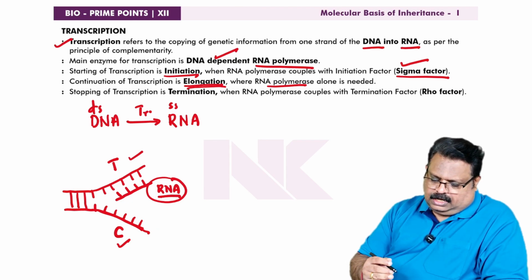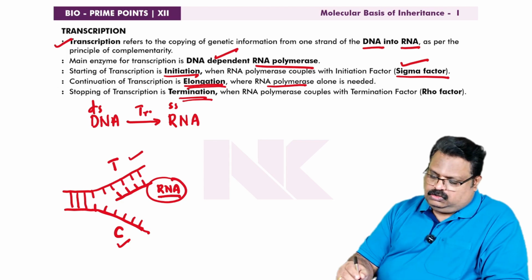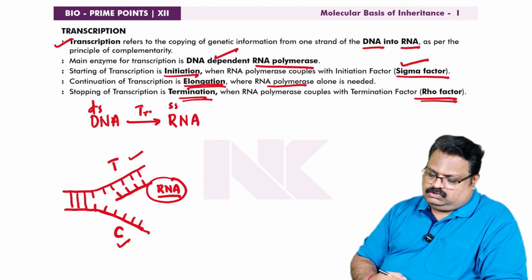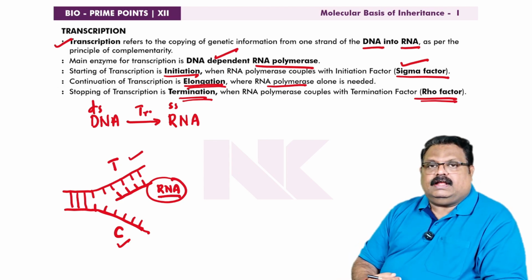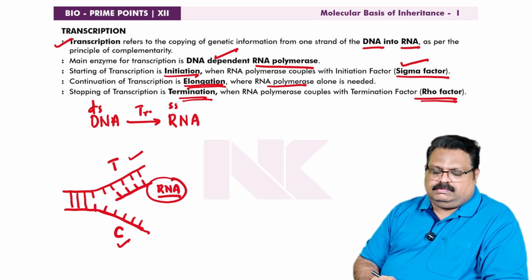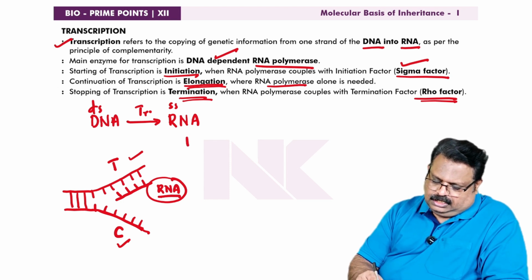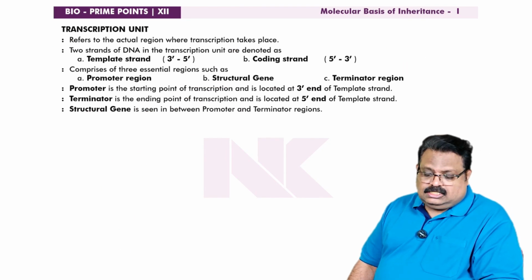Once the RNA synthesis is completed, the process is called termination. For termination also another factor is needed. That factor is called rho factor. So sigma factor is the factor for initiation, rho factor is the factor for termination. So the RNA synthesis, that means transcription, comprises three events: initiation, elongation and termination. Okay. The next prime point is transcription unit.